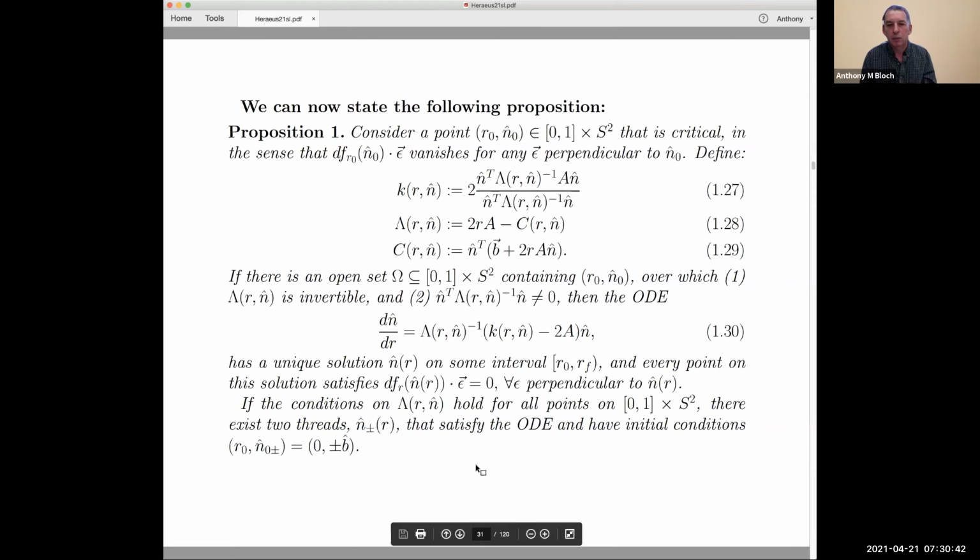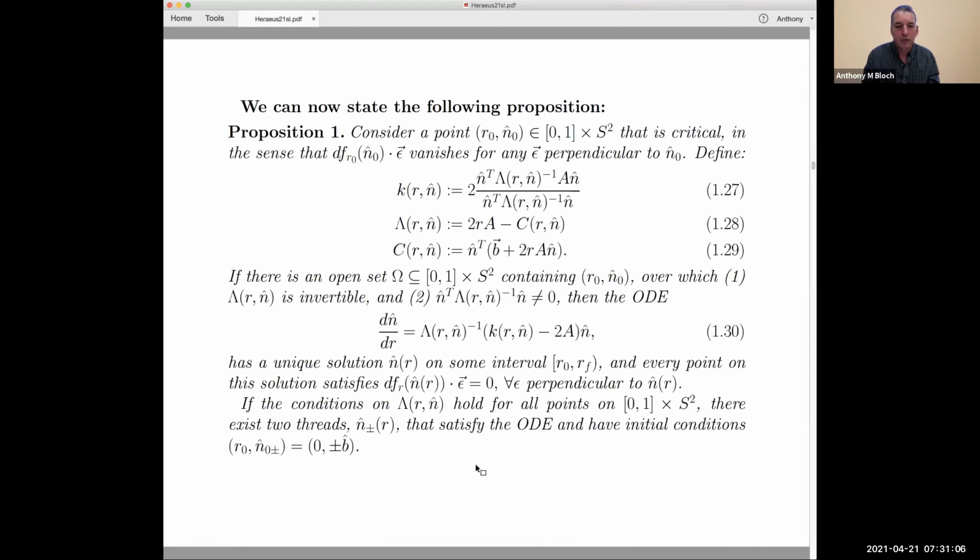So if you consider a point (r0, n0 hat) that is critical, in the sense that dF n dot epsilon vanishes, you define the set of quantities here. Then you can check there's an open set in (0, 1) cross S2 for which this expression 1.28 lambda is invertible, and you get this very nice expression for n hat here.